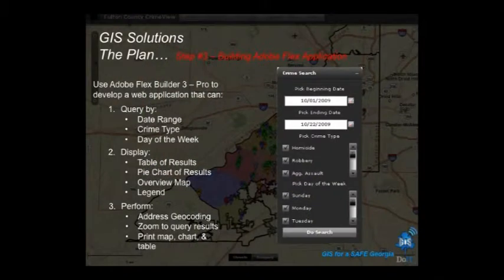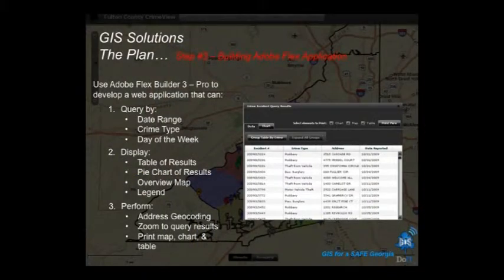The first component is the ability to query by a date range and also any combination of crime types and days of the week. The second component is displaying the data that's returned. So it's points on a map, yes, just like before, but also with the added ability of looking at a dynamic table that's created from that query, and then also looking at the resulting pie chart. So it gives a little bit more than a regular mapping application would. It actually gives the police some ability to do some light analysis.